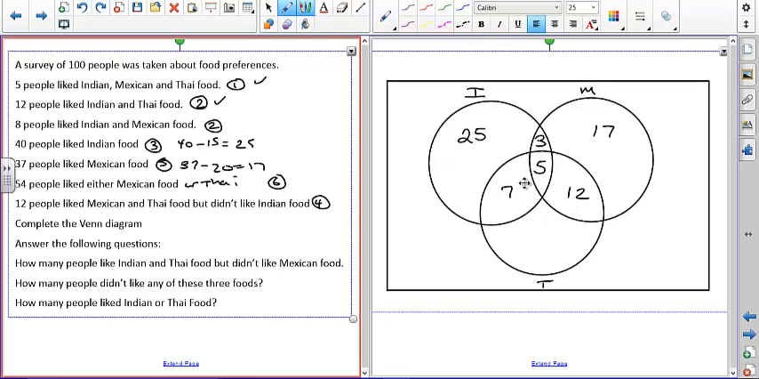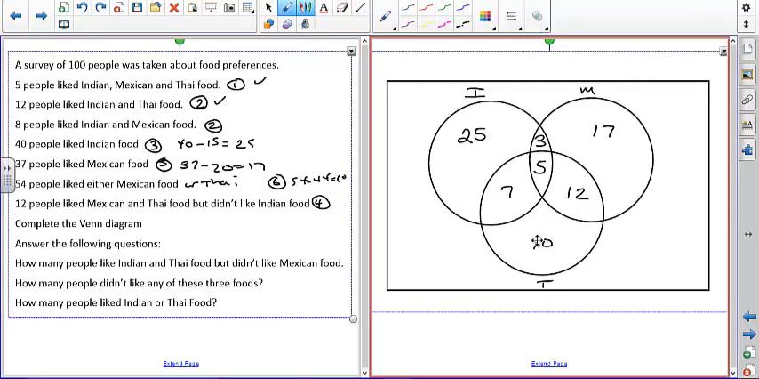So I'm going to add these 5 numbers together. 17 plus 3 is 20, plus 5 is 25, 35, 37, 44. So these 5 numbers together are 44. So I'd take 54 minus 44, which is 10. So 10 would go there.